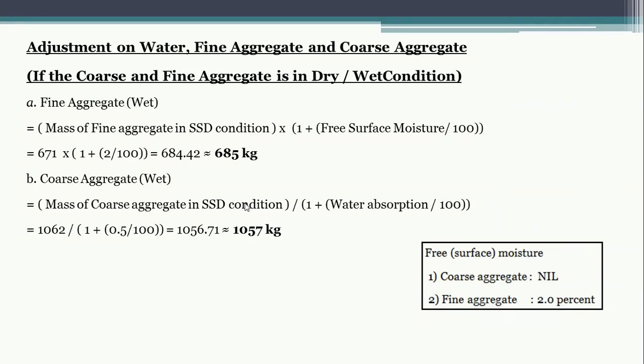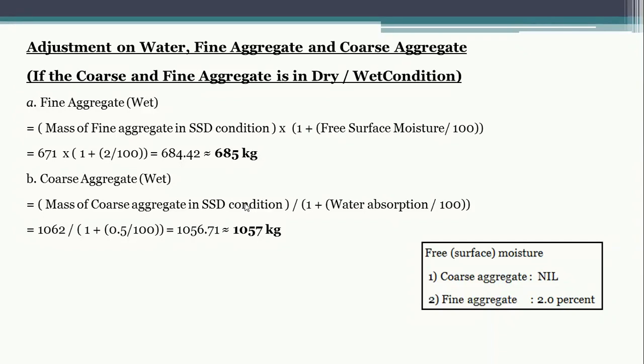So mass of coarse aggregate in SSD condition divided by 1 plus of not free surface moisture, because free surface moisture is given as nil, so it will be 0. So now here you have to take water absorption for the dry condition. So water absorption for dry condition is 0.5%. If you see in the data, you will get to know.